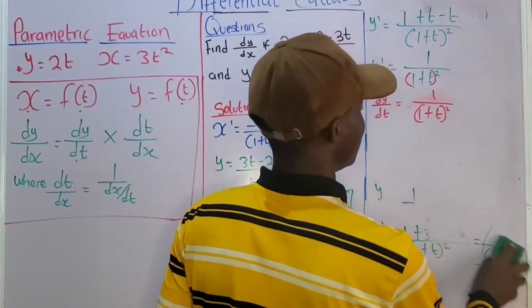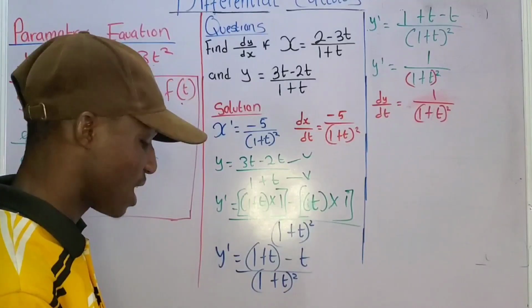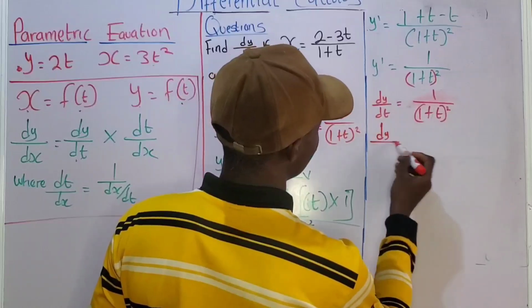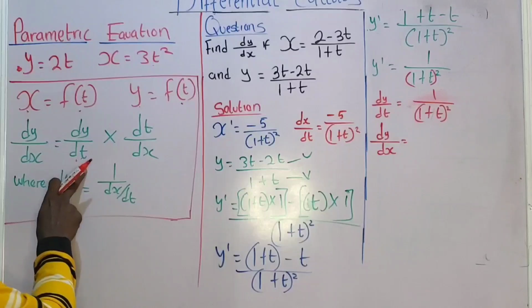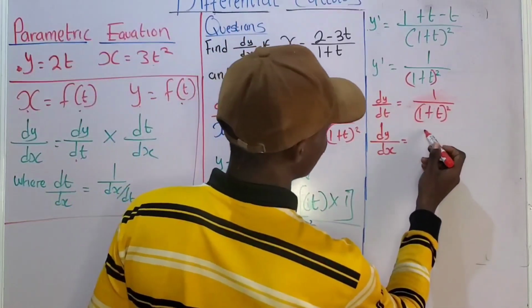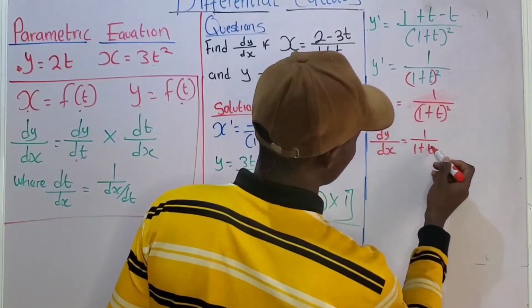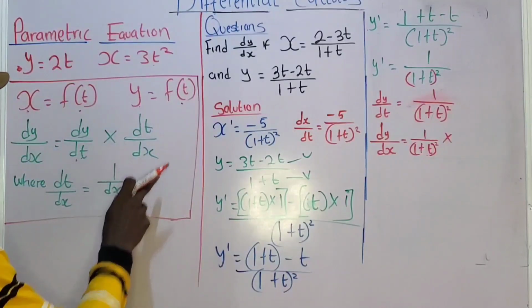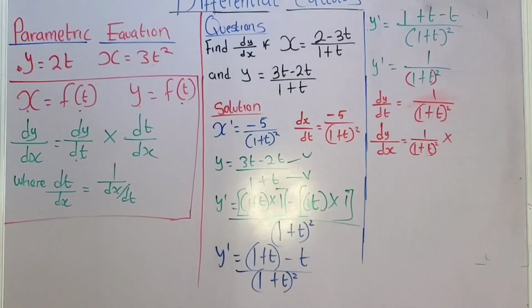Now let us find the dy dx. What we did is we differentiate the two equations. Now having done that, we can proceed to find dy dx. According to the rule that I gave you in our previous class, dy dx is equal to dy dt multiplied by dt dx. dy dt is what? That is 1 over 1 plus t squared. Don't forget that I told you in our previous class that dt dx is the inverse of dx dt. You understand? When you take the reciprocal of dx dt, you're going to have dt dx.